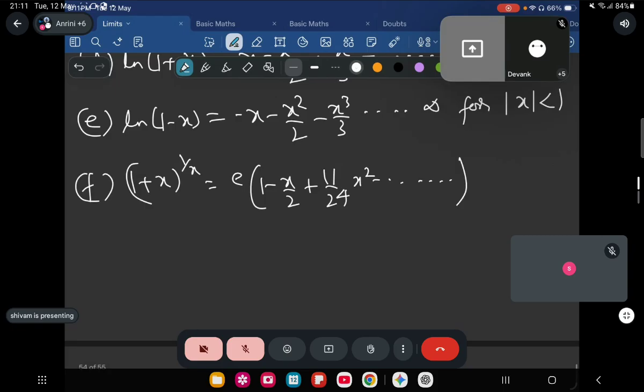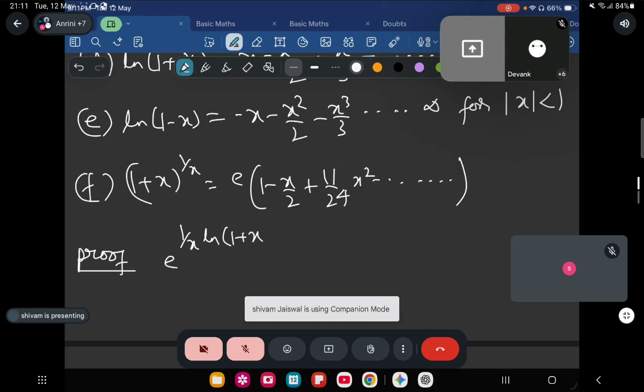1 plus x whole to the power 1 by x. Let us see the proof. Can I write it as e to the power 1 by x into ln 1 plus x? Tell me, everyone. Are you people getting yes or no? Tell me, Andini, Devank, Raktim, are you people getting? Yes, sir. Okay. Shamita, are you getting? Yes, sir. Okay.